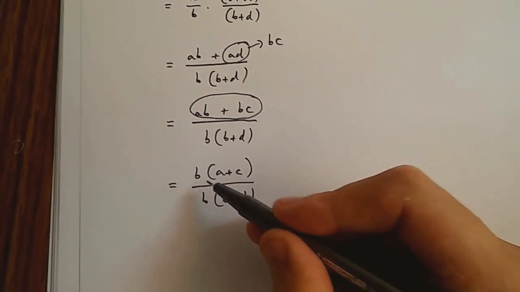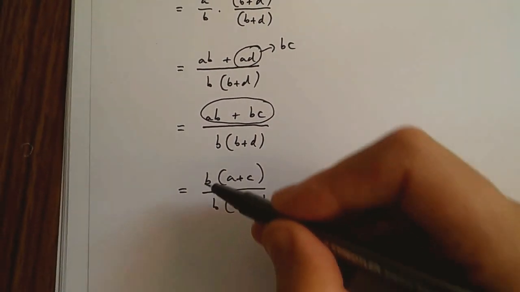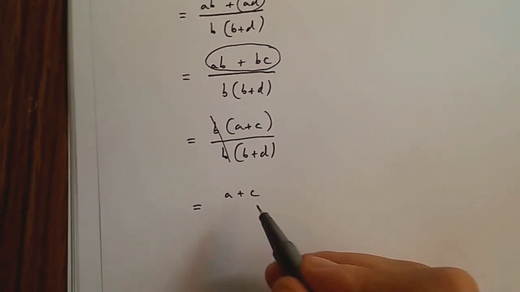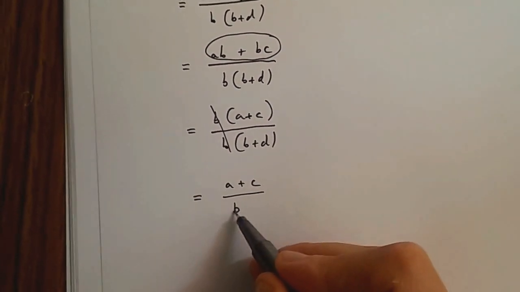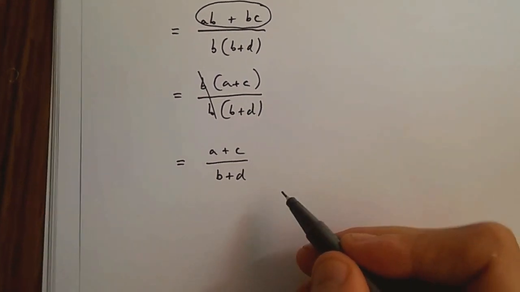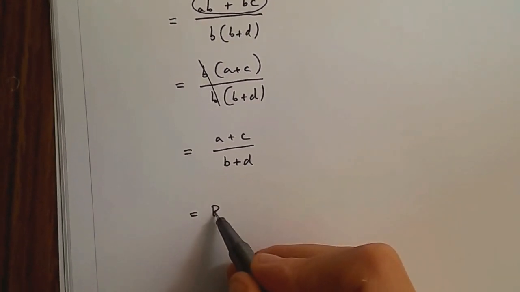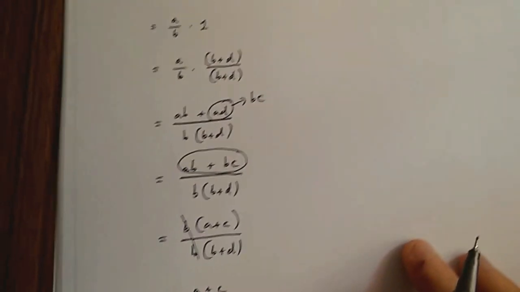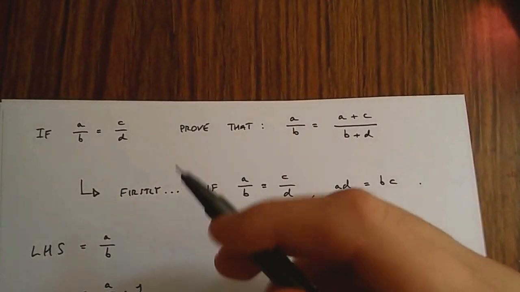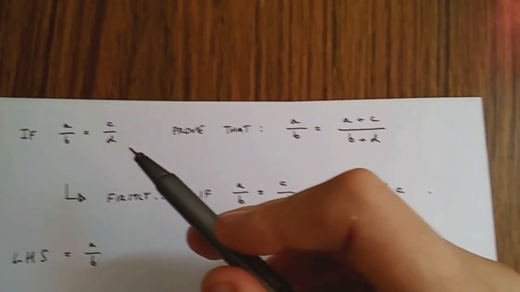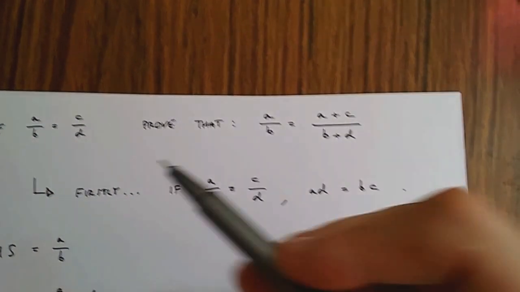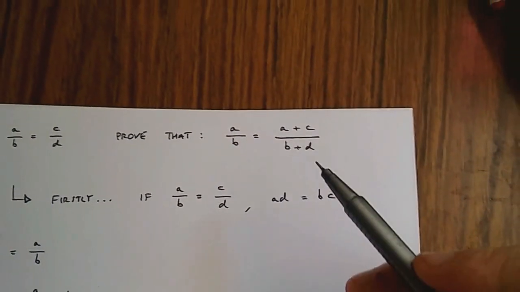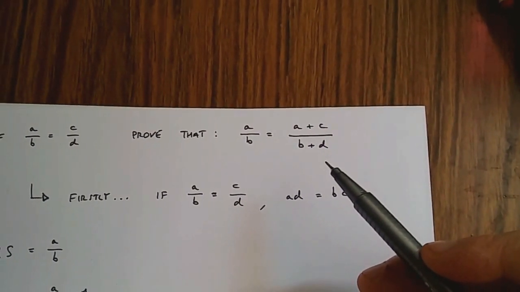Now the B up here and the B down here can be deleted. So we end up with A plus C over B plus D. And this is equal to the right-hand side. So we've proven that when A over B is equal to C over D, A over B is equal to A plus C over B plus D.